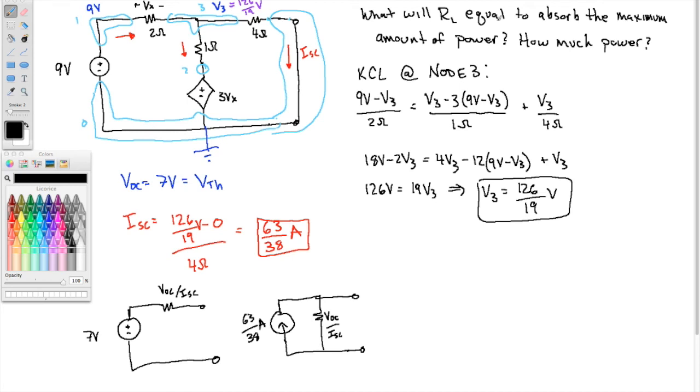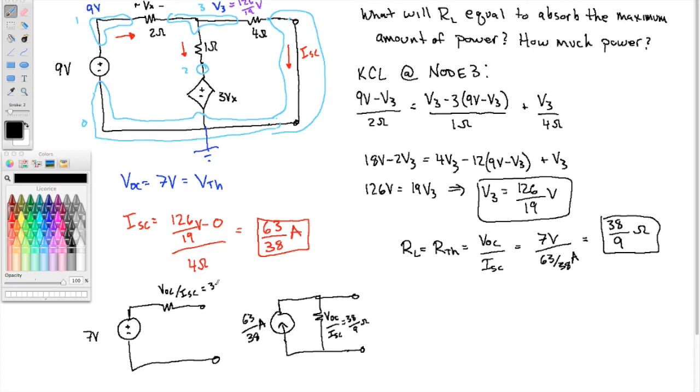All right, but to answer the question, what will RL equal to absorb the maximum amount of power? Well, that's the Thevenin resistance, so that's VOC over ISC, right? 7 volts divided by 63 over 38 amps. I think that does not work out nicely: 38 over 9 ohms. And then how much power? The maximum amount of power is, in this case, 7 volts squared divided by 4 times 38 over 9 ohms. That comes out to be, I think, 2.90 watts.